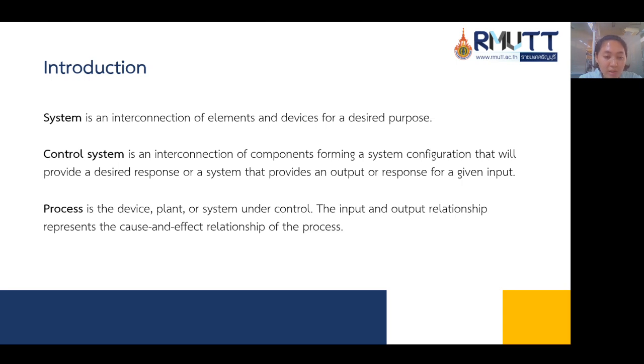And the control system is an interconnection of components forming a system configuration that will provide a desired response, or a system that provides an output or response for a given input. And then the process is a device, plan, or system under control. The input and output relationship represents the cause and effect relationship of the process.